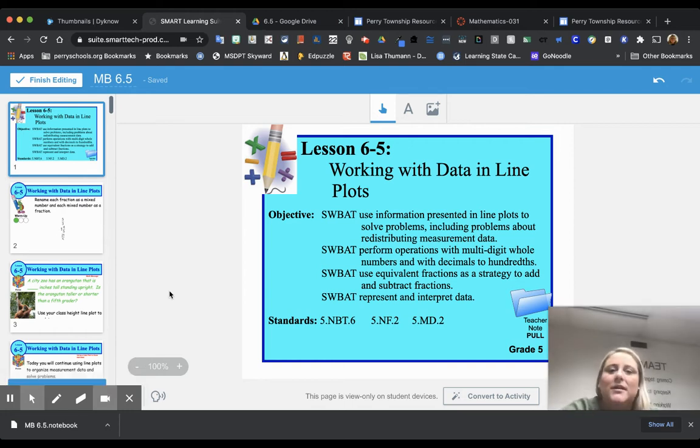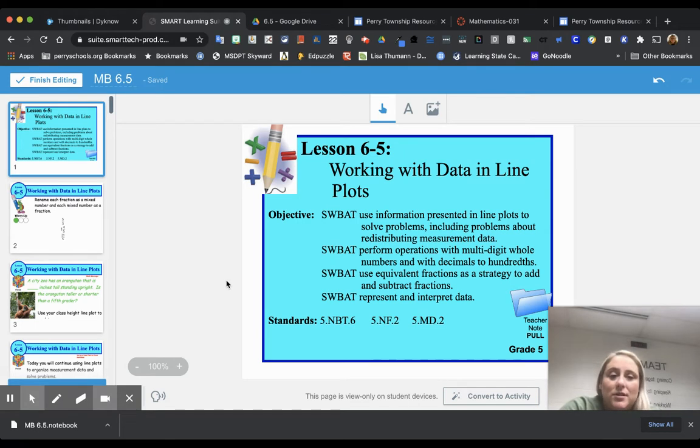Hey guys, we are on lesson 5 of unit 6. We're working with data in line plots. You'll see today that we're going to be able to use information presented in line plots to solve problems, including problems about redistributing measurement data. We're going to be able to perform operations with multi-digit whole numbers and with decimals to the hundredths.